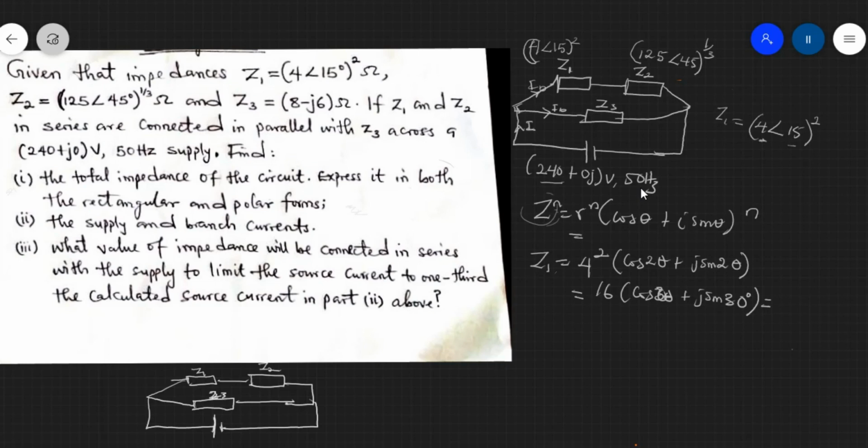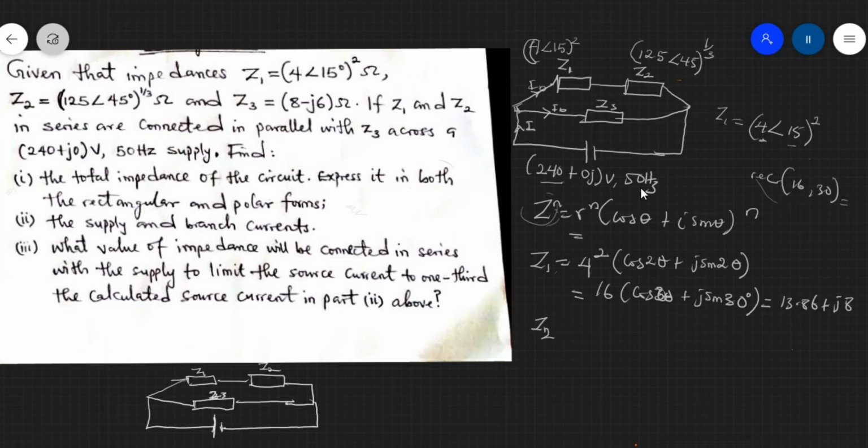Press Rect, then you press 16, comma, 30, because the first value is the magnitude. When you put a comma, the next value is already taken as the angle. So 16, comma 30. If you put an equal sign to convert this to rectangular form, this is what it will give you: 13.86 plus j8. This is it in rectangular form.